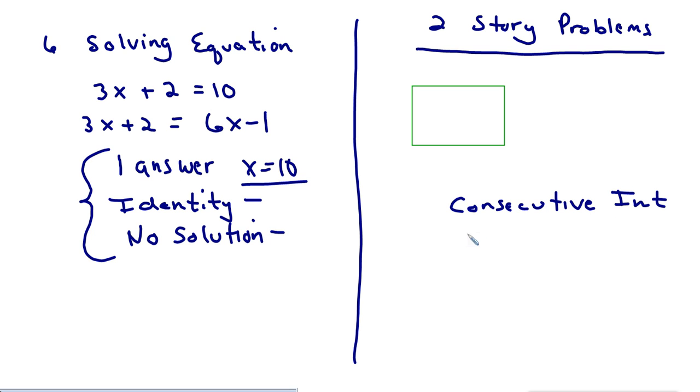So consecutive integers we would write down as if the first number is x, then the next 2 consecutive integers would be x plus 1 and x plus 2. And we would use those to solve.